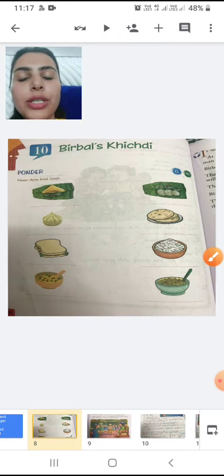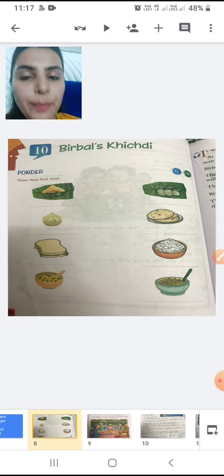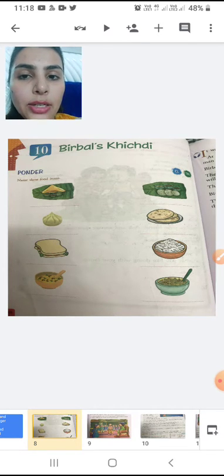Okay, so this story is about Birbal and Akbar. I'm going to give you an overview of the story. Once upon a time, it was very cold, very wintry weather. Suddenly, King Akbar asked Birbal if there is any man who can stand overnight in the cold pond only for money.